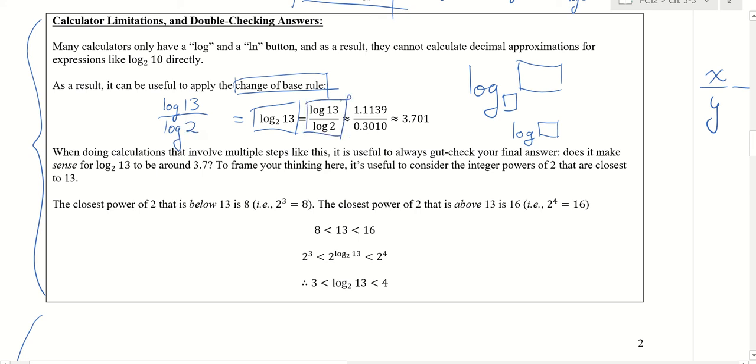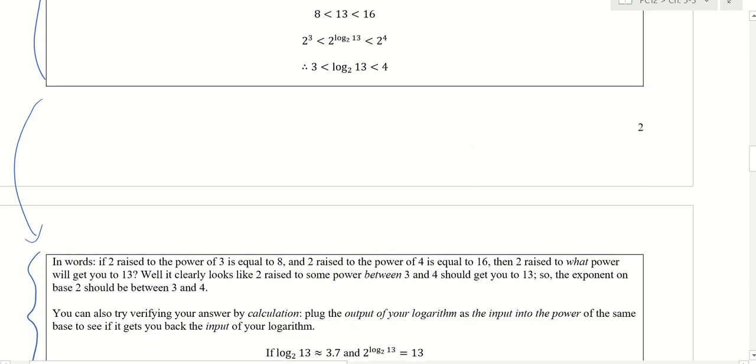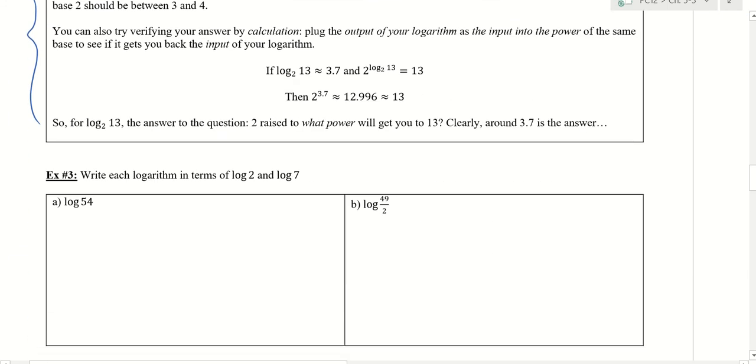And then log base 10 of 13 is 1.1, log base 10 of 2 is 0.3, and then you just divide those. Try to keep some degree of accuracy here, and that would roughly be equal to 3.7. What that means is if we raise base 2 to the power of 3.7, we'll roughly get 13. So I just show you some logic here on how you can double check whether that answer makes sense. I'll leave you to go through that.